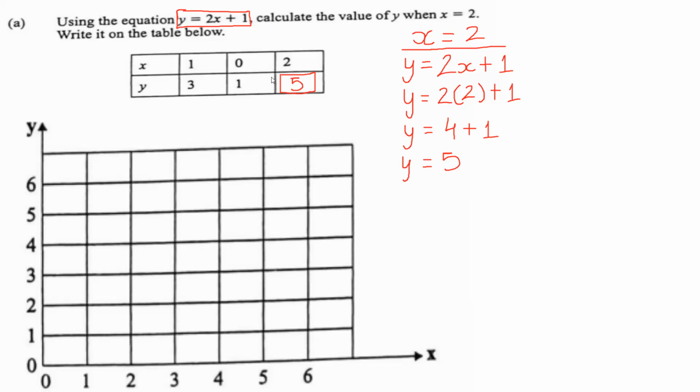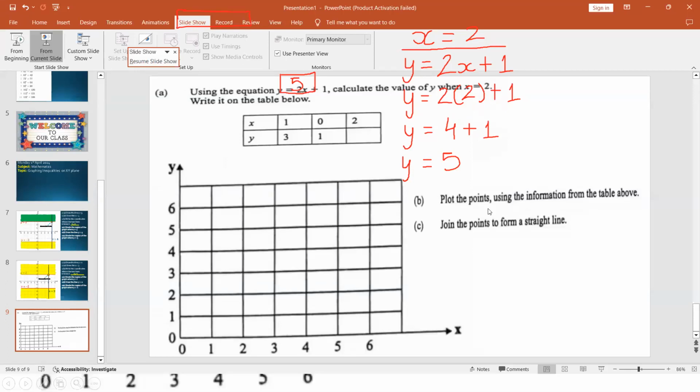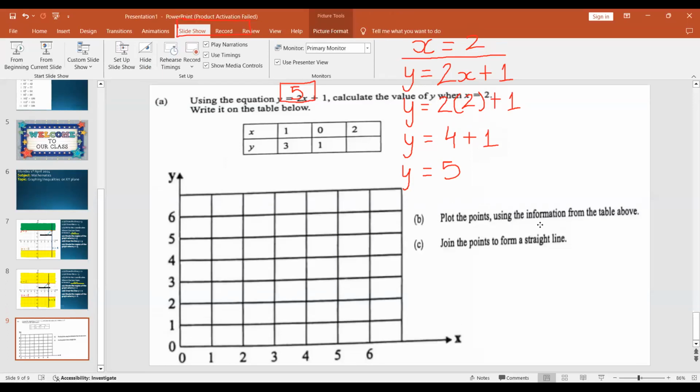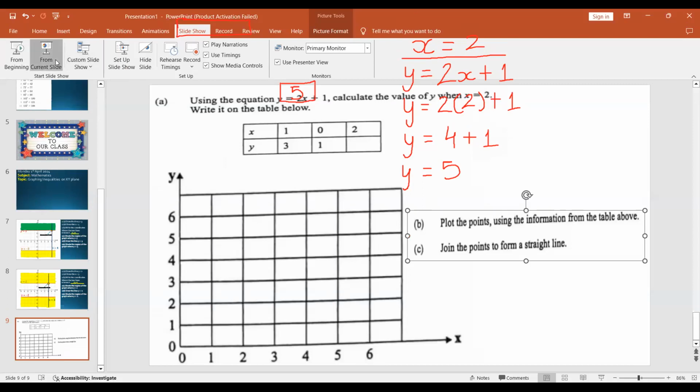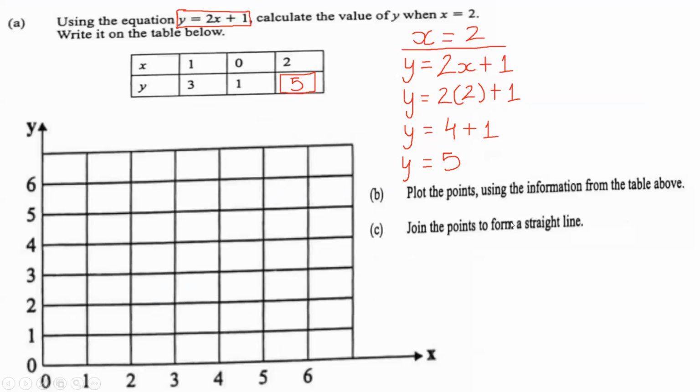Part B and part C. Paul, can you read part B? Plot the points using the information from the table above. Very good. And part C? Join the points to form a straight line. Very good. Join the points to form a straight line.